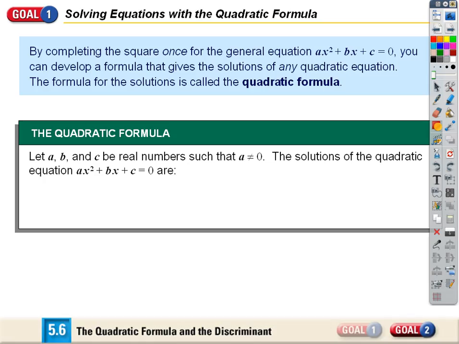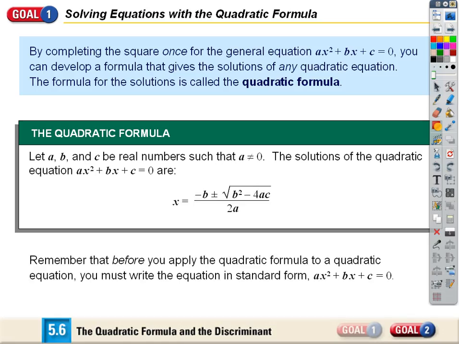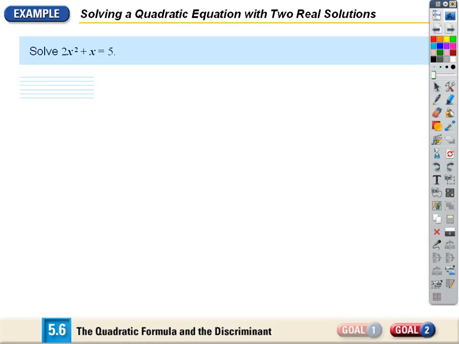And let's see if you remember it. X equals negative b plus or minus square root b squared minus 4ac divided by 2a. There you go. Okay, good. You'll never forget it. Okay, 3 years now.